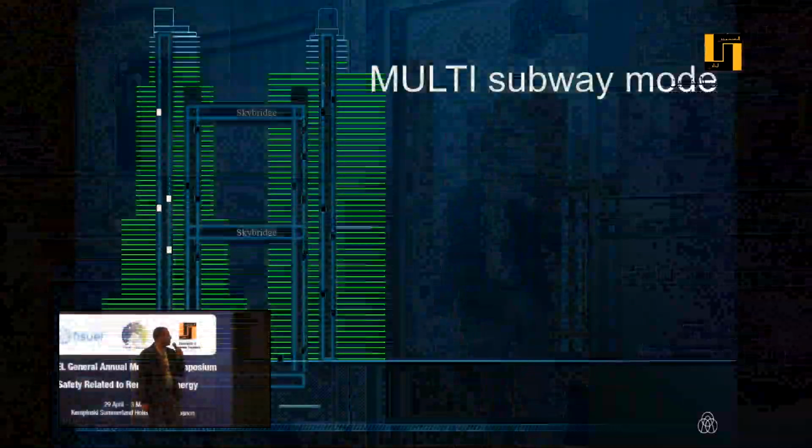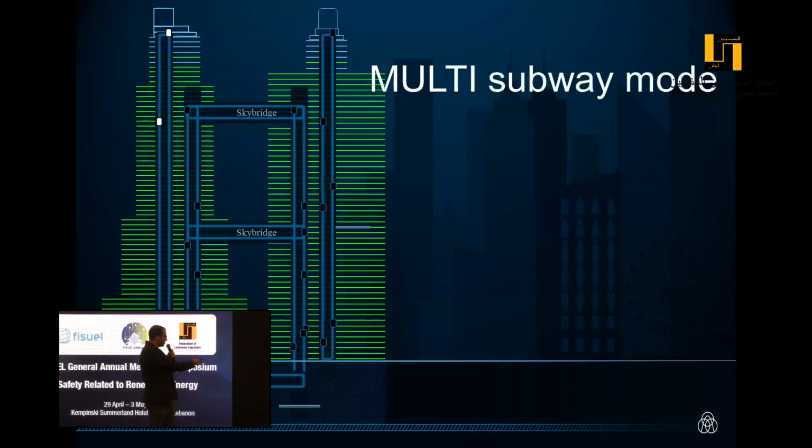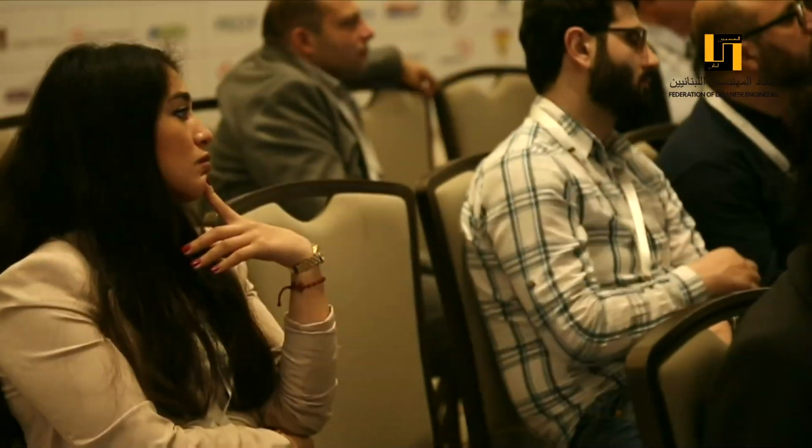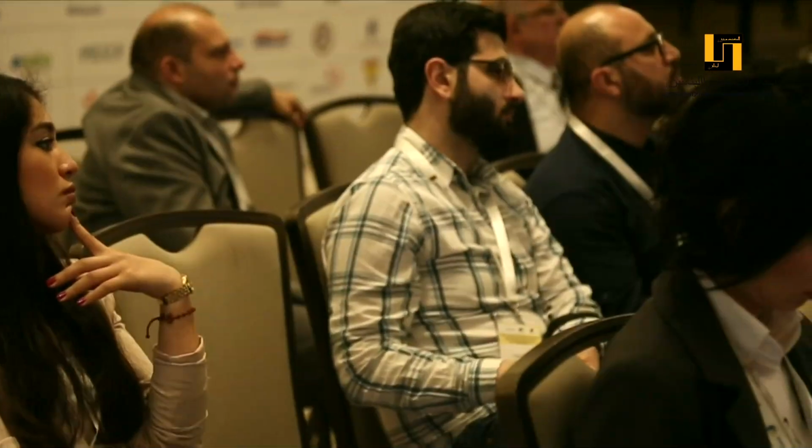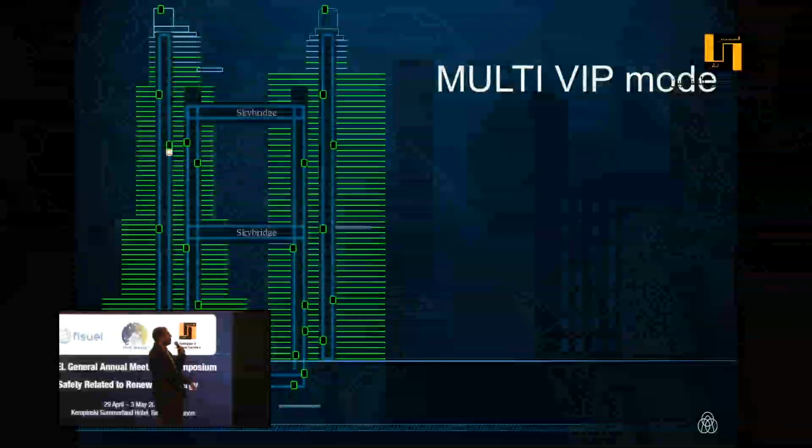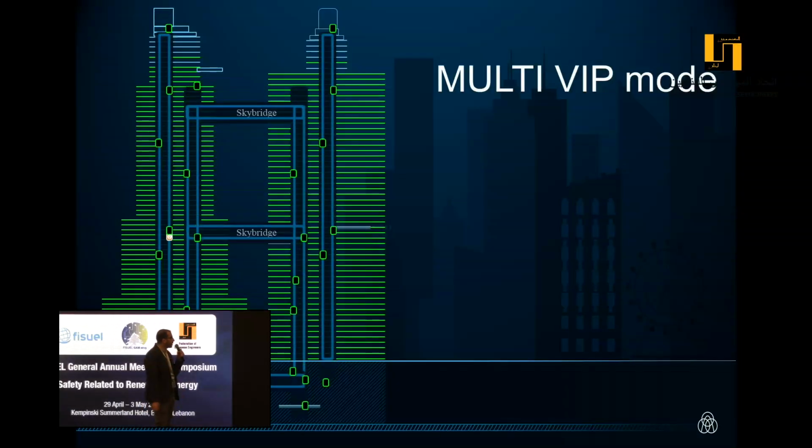Multi can also be used in subway mode, as you can see here, in case the building is linked to the subway. So the cabins will go down to serve the passengers, and then they will continue their service inside the building. Also, in case the building is equipped with a heli stop, the cabin will go up also to serve the passenger, and then it will go down and continue its service.